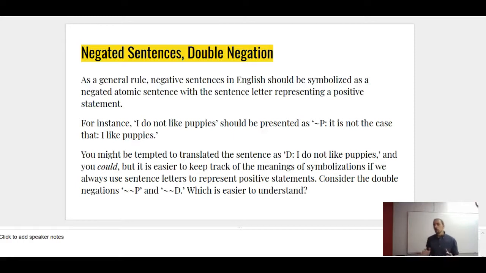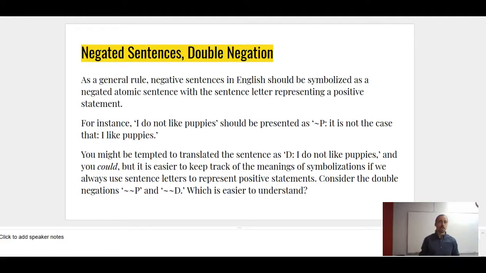So as a general rule, by the way, negative sentences in English should be symbolized as a negated atomic sentence, with the sentence letter representing the concomitant positive statement. So if I say, I don't like puppies, your best practice would be to say tilde P or not P. It is not the case that, what? I like puppies. You might be tempted to translate negated English sentences as D, do not like puppies. Look, and you could. Technically, it's not wrong. But I find it's a lot easier to keep track of the meaning of my symbolizations if I always use sentence letters to represent positive statements.